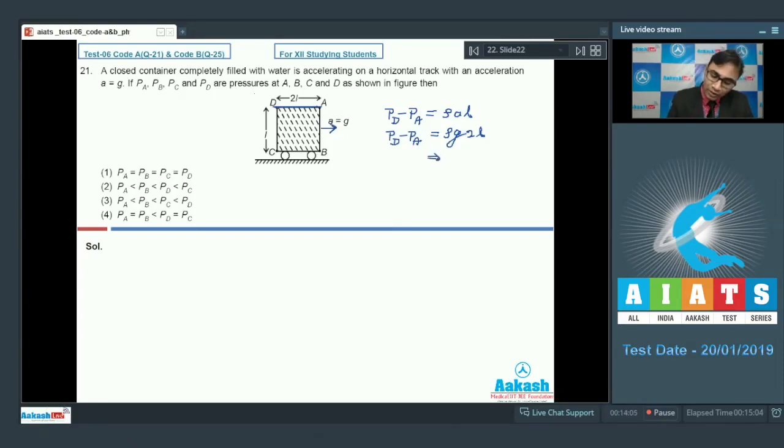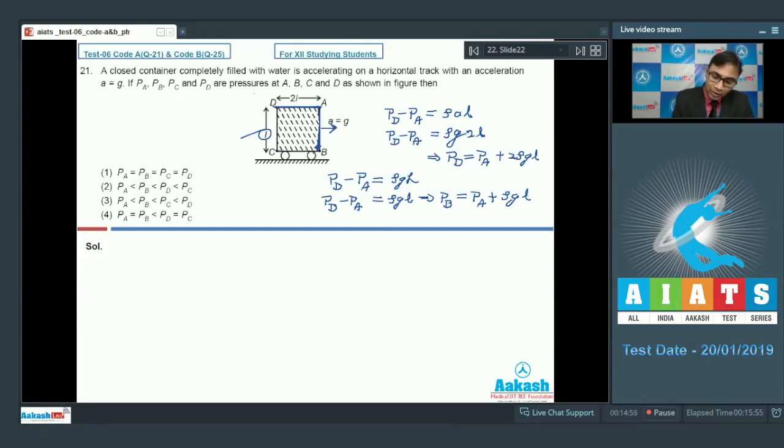So from here we can say that the pressure at D will be equal to the pressure at A plus 2 rho gL. And since when we move along the vertical, the pressure changes with height, we can write the pressure of B minus pressure of A will be equal to rho g h, but here the height is L. So pressure at B minus pressure at A will be equal to rho gL. So the pressure at B will be equal to pressure at A plus rho gL.